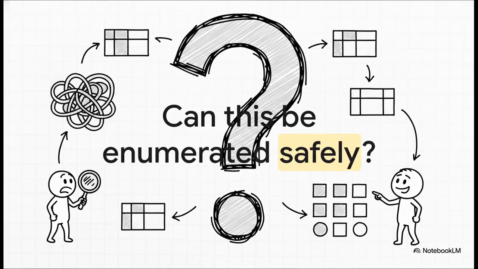And that leads us to probably the most important question a good engineer can ask. It's not, how do I write the code to do this? It's, can this even be done? Before you write a single line of a for loop, you have to respect the numbers and ask if you're about to send your computer off a cliff.